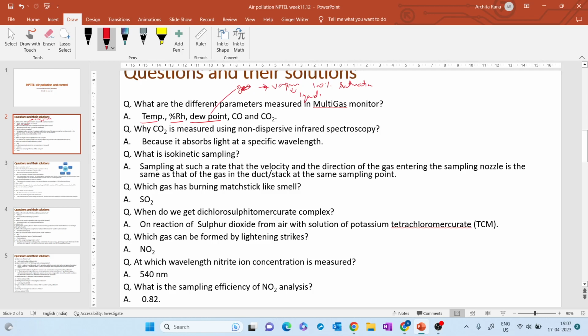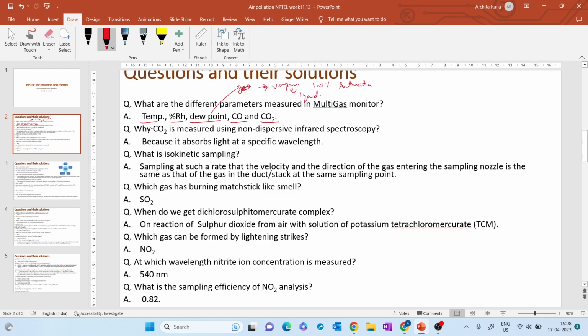So in any instrument you need to know what the temperature is, what the humidity is, and what the dew point is. And then if it's a multi-gas monitor, you measure different gases. Here two of the major gases are carbon monoxide and CO2. Sometimes there is measurement of SO2, NO2, for example. It depends on how specified this monitor is. So these three things are very common.